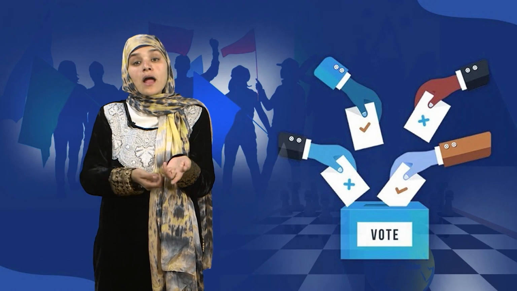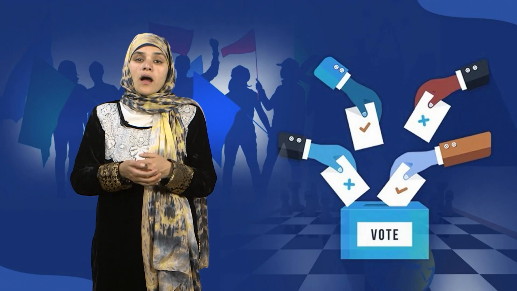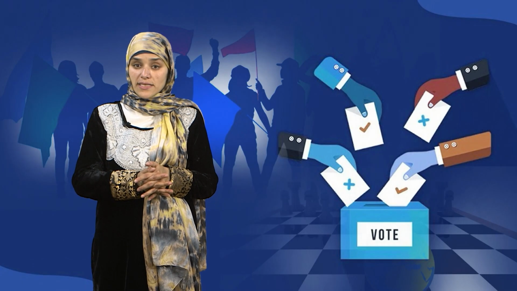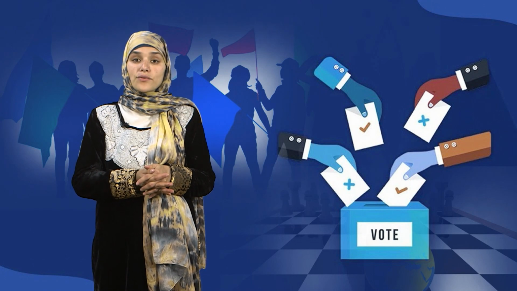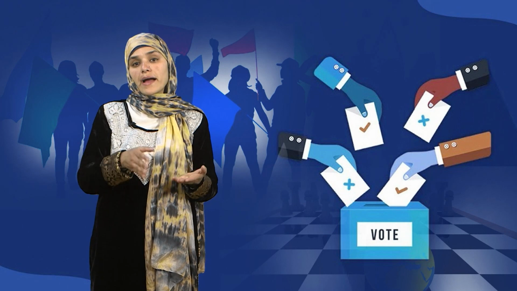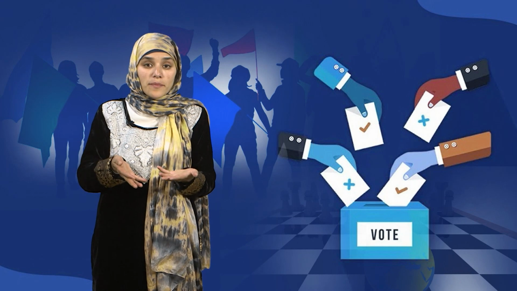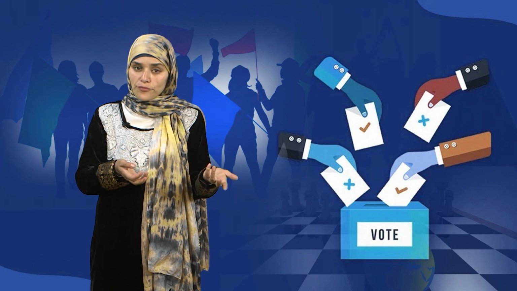This method can lead to a victory in seats for a party coming second in votes and also discriminates against those minor parties whose support is evenly distributed across the country. Where strong national parties exist, as in the UK and the USA, the system can deliver a majority government by a single party, even though no single party normally secures a majority of votes.